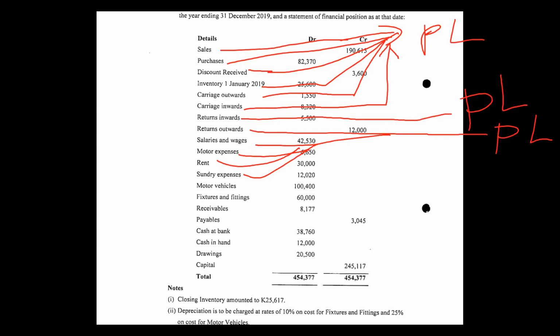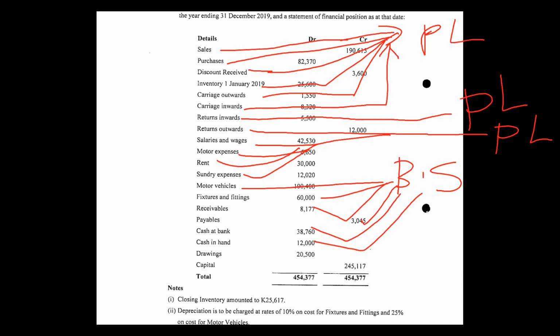Motor vehicles, this one is an asset, right? Yes. Going in the balance sheet. Fixtures and fittings in the balance sheet. Receivables in the balance sheet. Payables in the balance sheet. Cash is a current asset in the balance sheet. Cash in hand, cash at bank. The drawings in the balance sheet. Capital in the balance sheet. Clear?